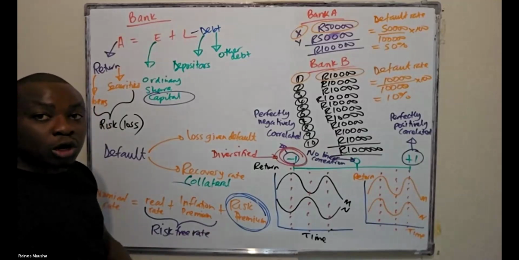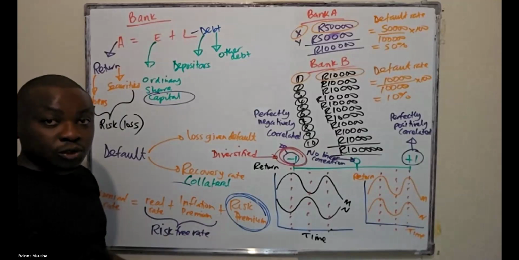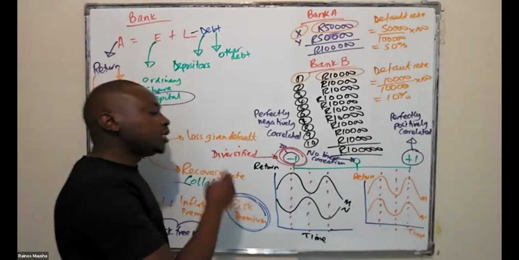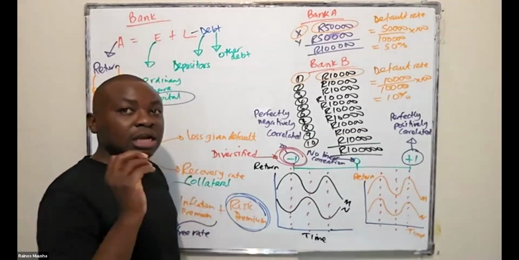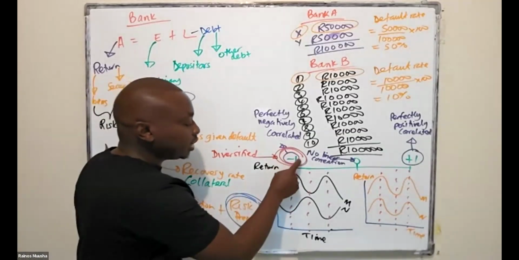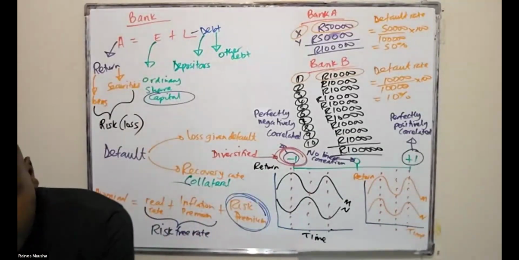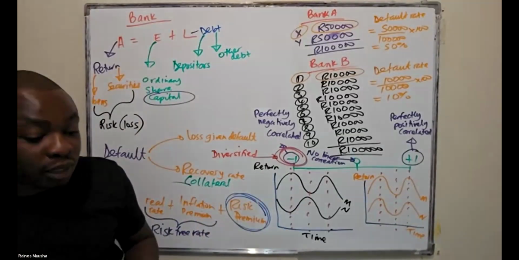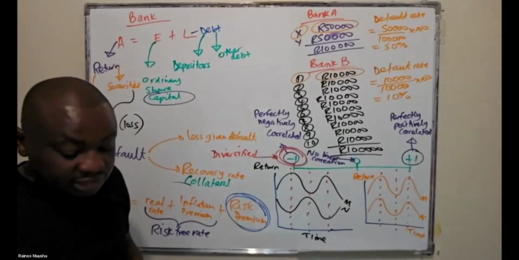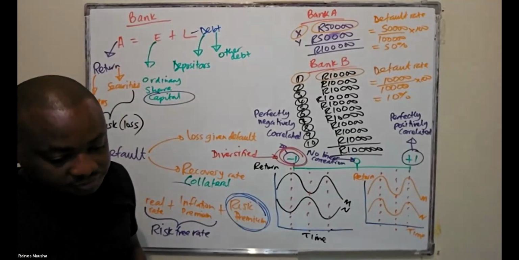So when it comes to our credit portfolio, our main aim is to ensure that the assets in our credit portfolio have a correlation coefficient as close to -1 as possible, because the closer we are to -1, the more diversified our portfolio would be as well.